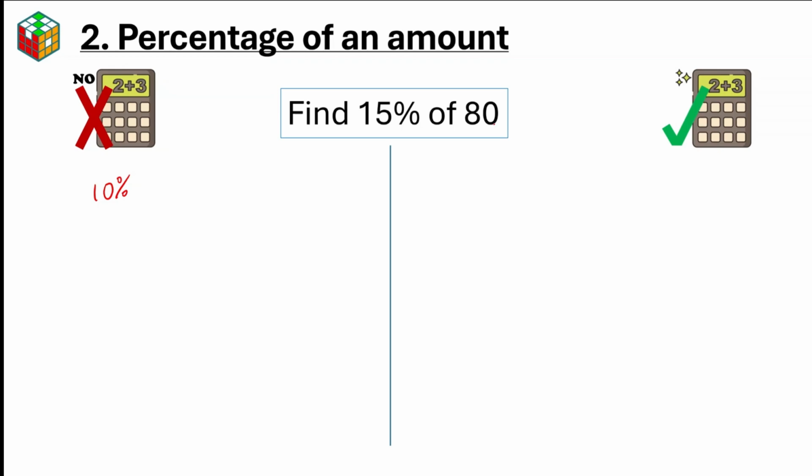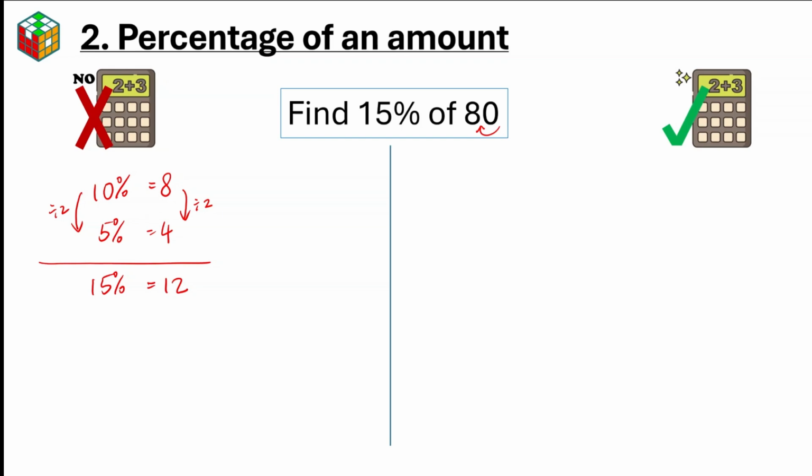So 10% means 1/10 of 80, means divide 80 by 10. That is 8. To find out 5%, I need half of the 10. Half of 10 gives me 5. Half of 8 will give me 4. So 15% means 10% add 5%, which means 8 add 4, 12. That is a non-calculator method.